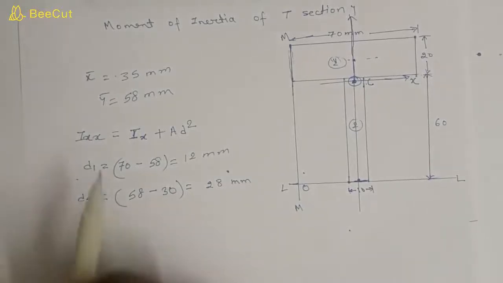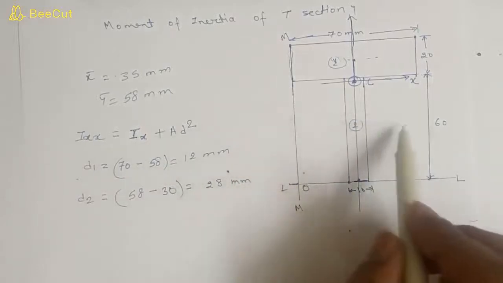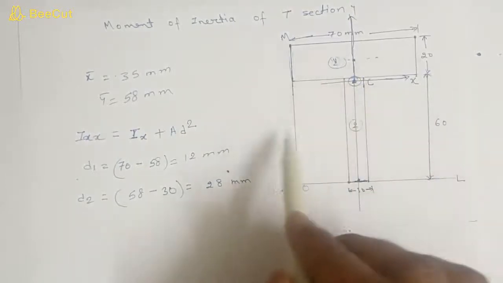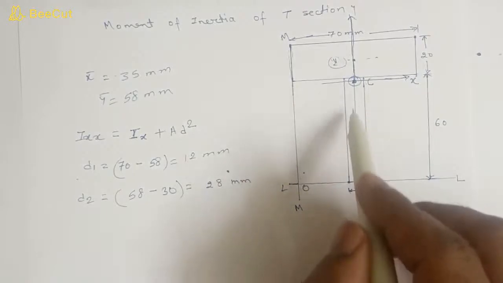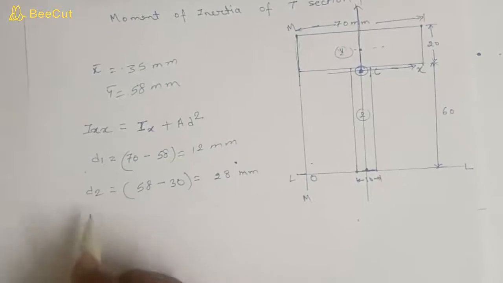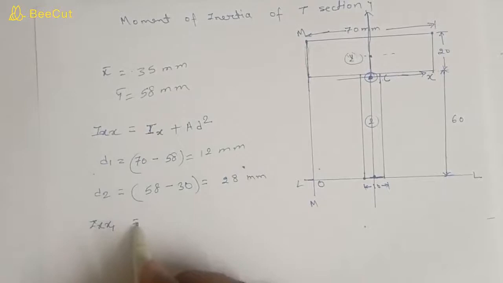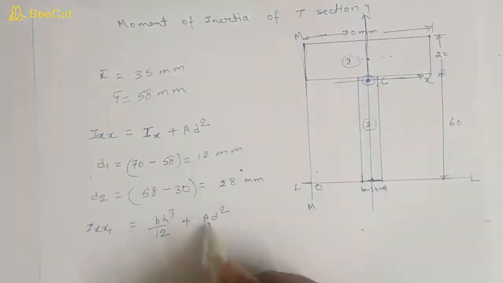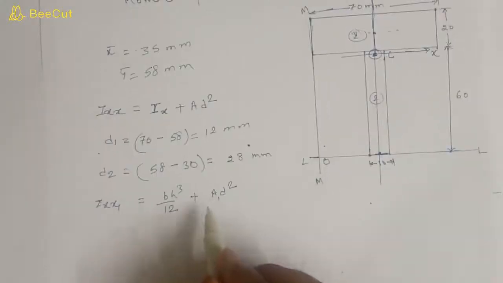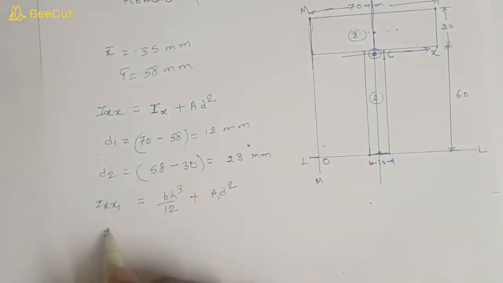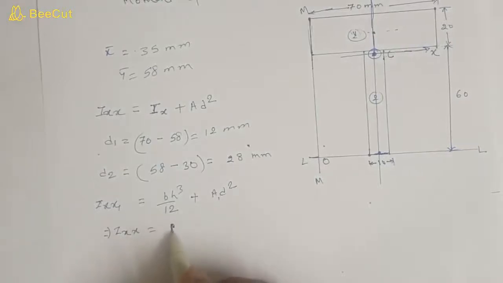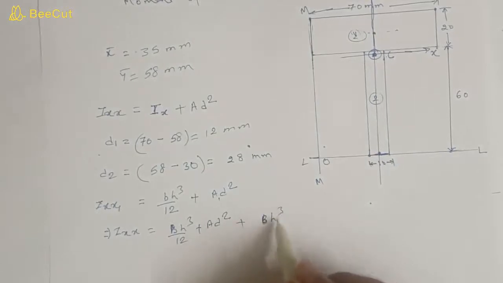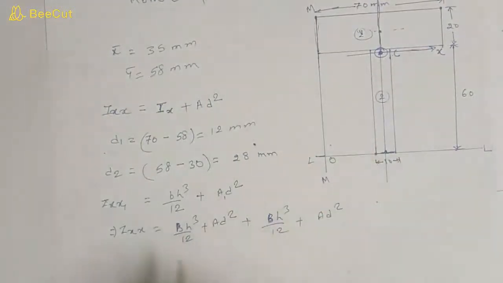So from the parallel axis theorem, Ixx, the moment of inertia of the whole section about the x-axis, is the sum of the moment of inertia of each individual component about its own axis plus area into distance from the centroidal axis squared. So Ixx1 for component 1 is bh cubed by 12 for a rectangle plus A d squared, area a1 into distance squared. So the total Ixx is bh cubed by 12 plus A d squared for this component, plus bh cubed by 12 plus A d squared for this component.